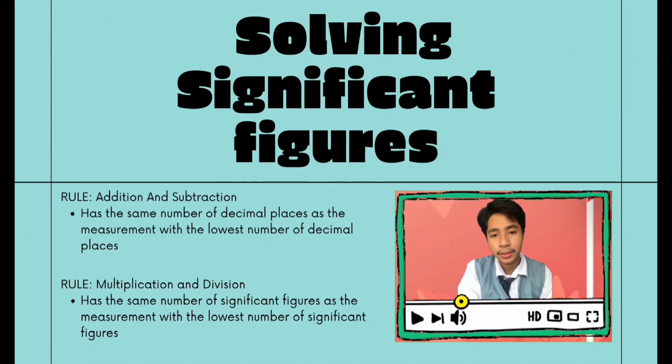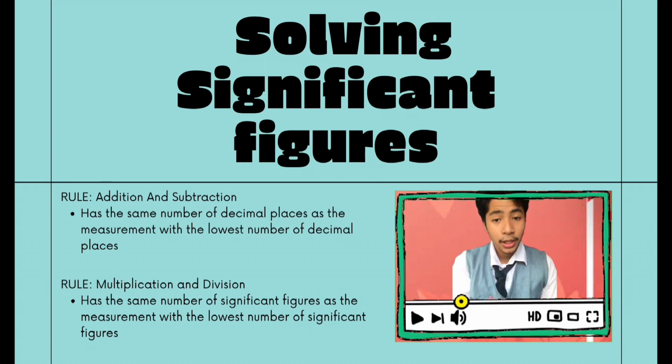Solving with significant figures. The rule in addition and subtraction is that the answer has the same number of decimal places as the measurement with the lowest number of decimal places. In other words, we'll be using the lowest decimal places to get the answer. The rule for multiplication and division is that the answer has the same number of significant figures as the measurement with the lowest number of significant figures. So, in other words, we will be using the lowest significant figures to figure out the answer.